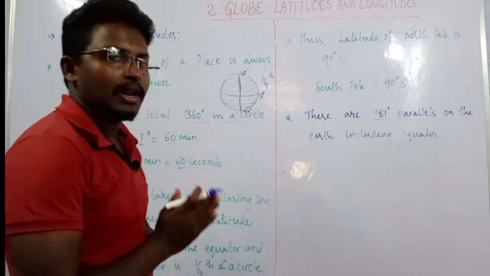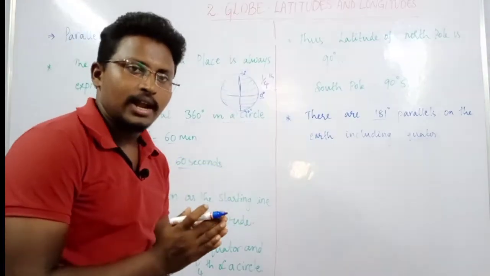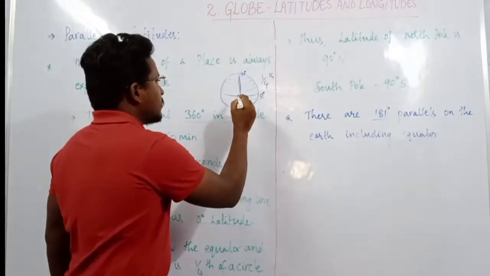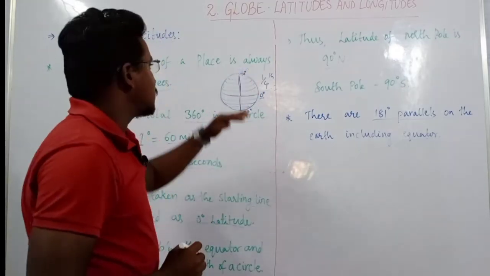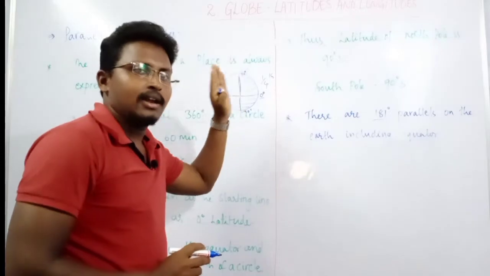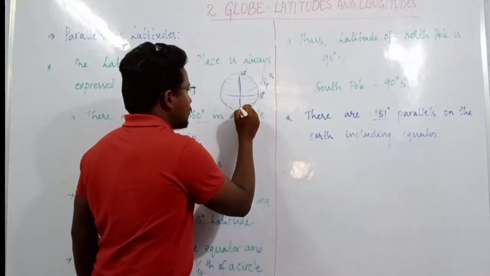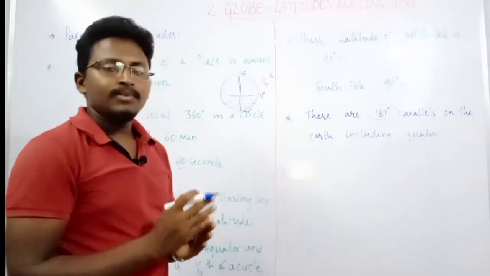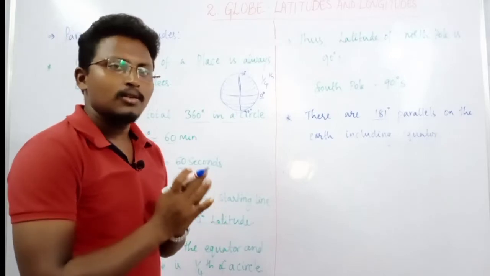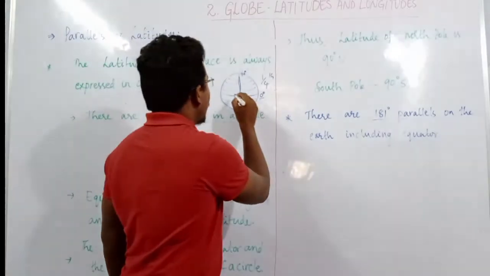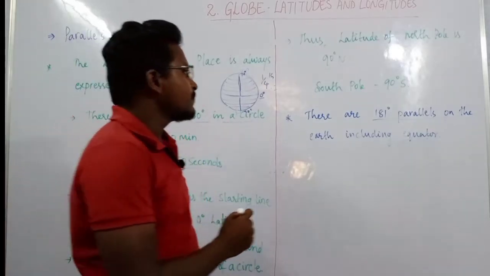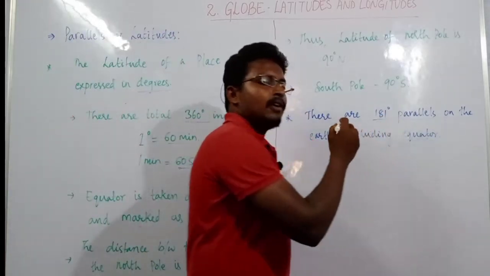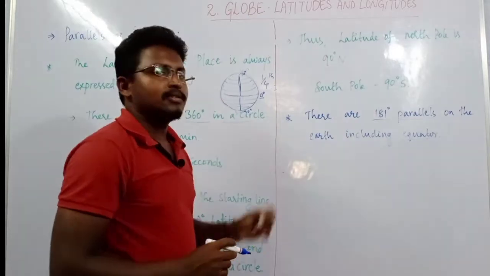How 181 parallels, how 181 latitudes are there is that if you measure from 0 degrees to the top, up to the North Pole, there are 90 degrees, 90 latitudes, and from here to here again there are 90 latitudes. So total 180, plus the 0 degree latitude, that is the equator. So a total of 181 parallels are there on this globe.